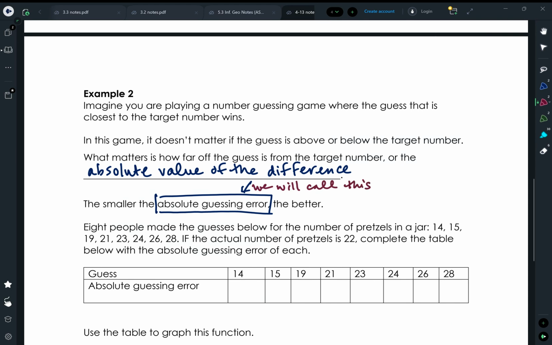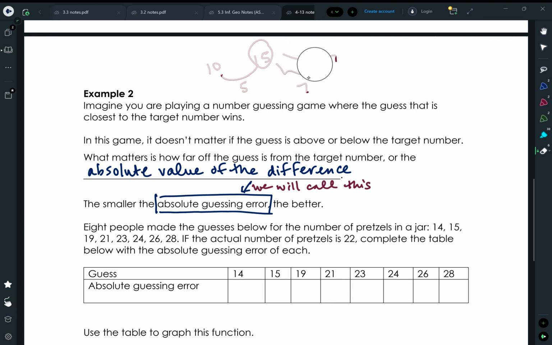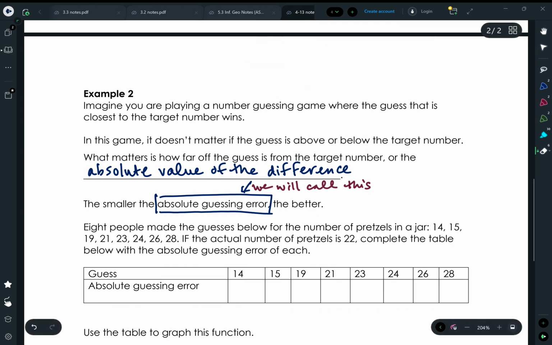The smaller the absolute guessing error, the better. So for example, if the number is really 15, but you guess 10, it's 5 away. So your absolute guessing error is 5. But if the number is really 15 and you guess 17, you are 7 away. So that's your absolute guessing error. It doesn't matter if you're 5 under or 7 above, whatever it is, under or over, you're going to count it as a positive because you're only looking at how far away it is from that number. So it's a lot like our absolute value that we just talked about.